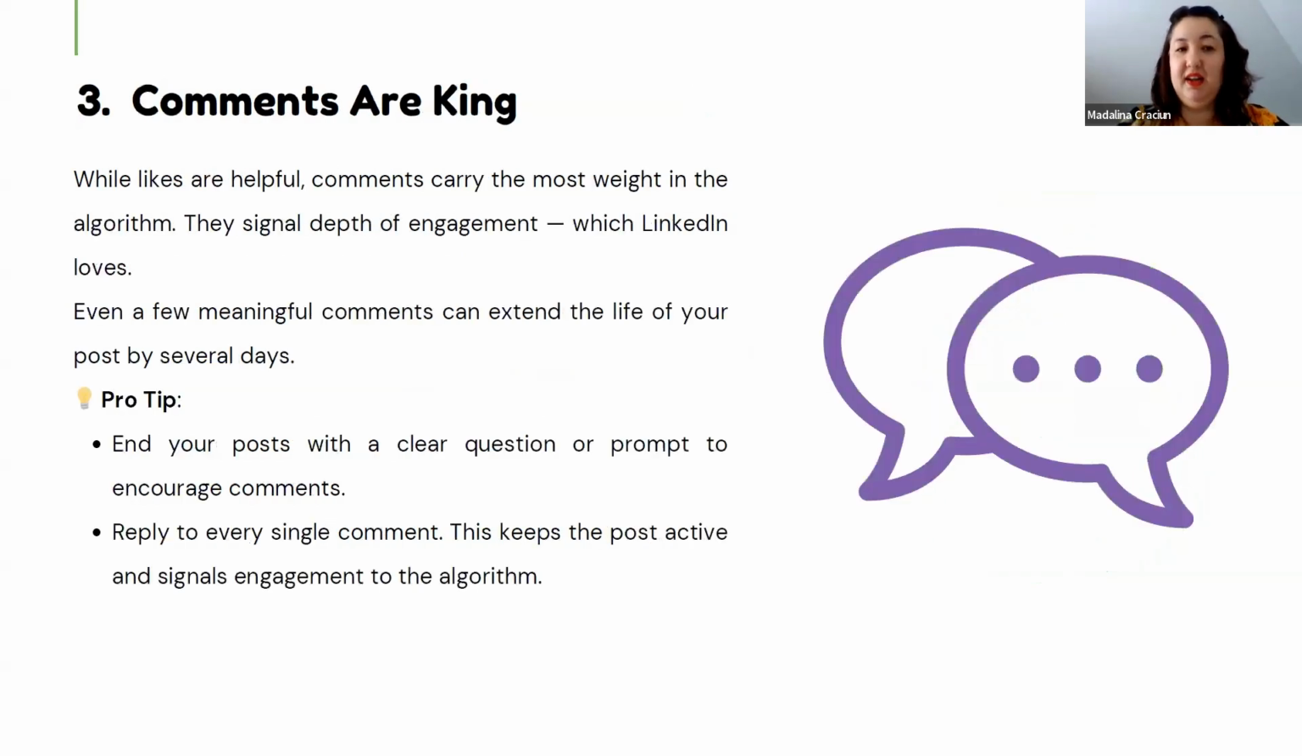Comments are king. While likes are helpful, comments carry the most weight in the algorithm. They signal the depth of engagement, which LinkedIn loves. Even a few meaningful comments can extend the life of your post by several days. As a pro tip, end your post with a clear question or prompt to encourage comments, or reply to every single comment. This keeps the post active and signals engagement to the algorithm.